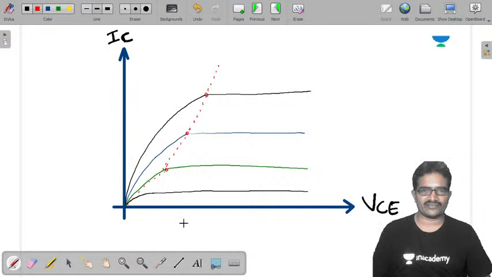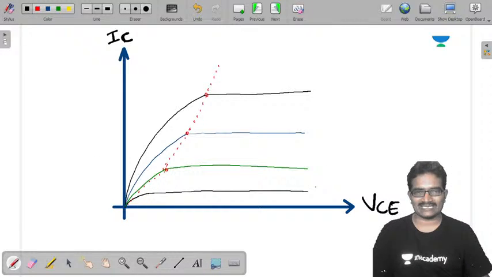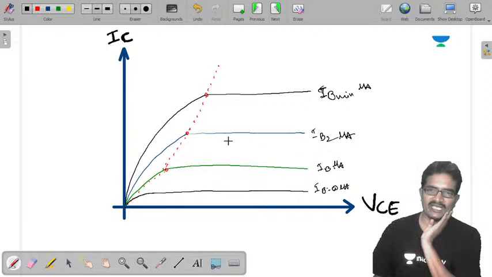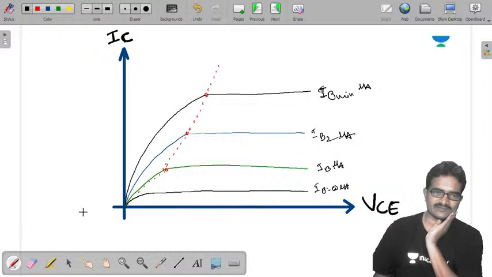If you observe one thing, here it is IB equals 0. It is IB1, IB2. Now let us take this as IB minimum. I will explain next why I taken IB minimum, because IB is already 0 microamps. So don't forget units, they are microamps. Why I taken this as IB minimum, next I will explain.